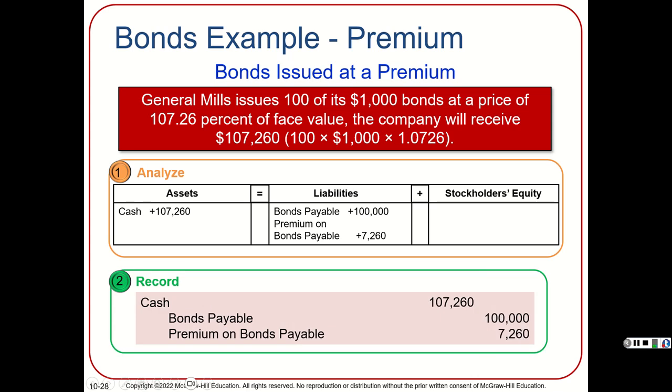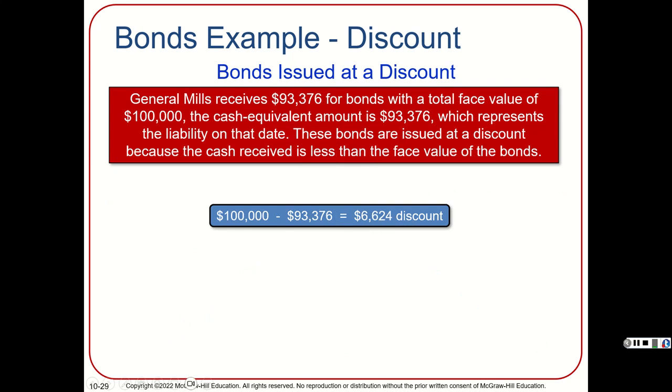Cash is increased, bonds payable is increased, and your premium on the bonds payable is increased. General Mills receives the 93,376, and we talked about this. This is going to be the discount. Because you have some of these people that say, we'll go ahead and get involved in the bond issue, but we're not going to pay full price.